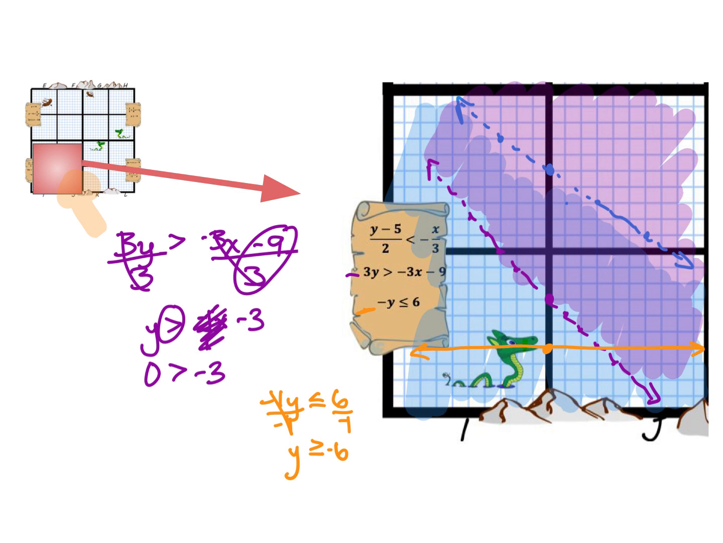Okay. I'm going to test the point 0, 0. So I'm going to plug in a 0 for y. There is no x. Is this true? Is 0 greater than or equal to negative 6? That sounds true to me. And so I'm going to shade everything that's above the line.